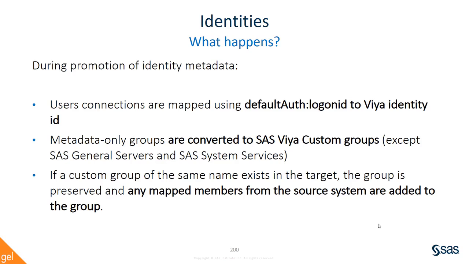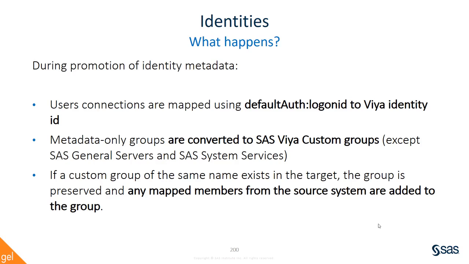So what happens with identities during promotion? User connections are mapped from the default auth authentication domain in SAS 9.4, only the default auth authentication domain, using the logon ID of the user to the Viya identity ID. You'll see it in the hands-on, it's going to generate a mapping file for you, and you're going to have to edit the mapping file to make that work.